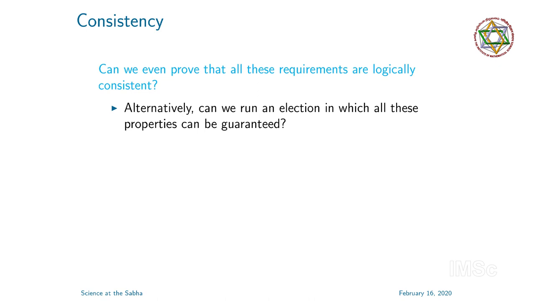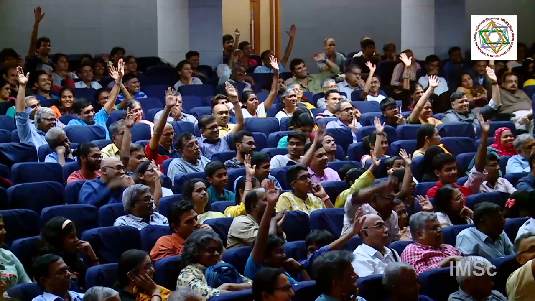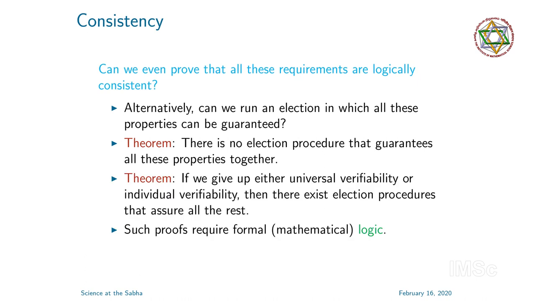Well, can I have a show of hands, please? How many people think yes? Wow. How many people think no? I think the pessimists win. There is a theorem, now you can set up formally all these things and prove that there is no election procedure that guarantees all these properties together. So they are not consistent. But there is also some good news, because there is a theorem which says that if you give up on either universal verifiability or individual verifiability, then there exist election procedures that assure all of these but one.